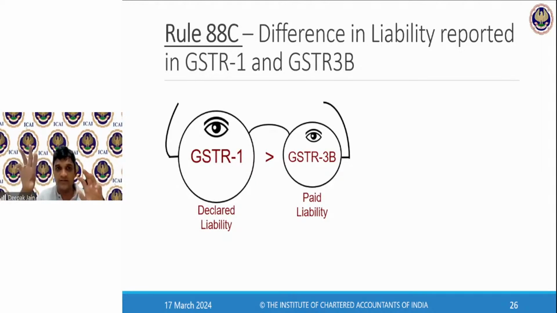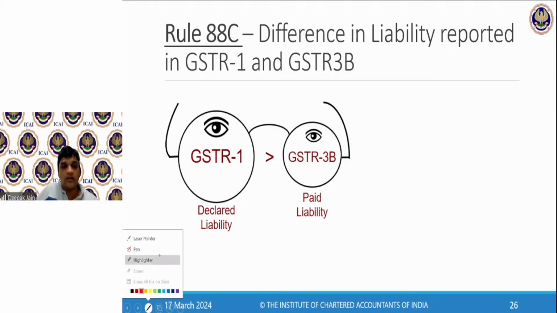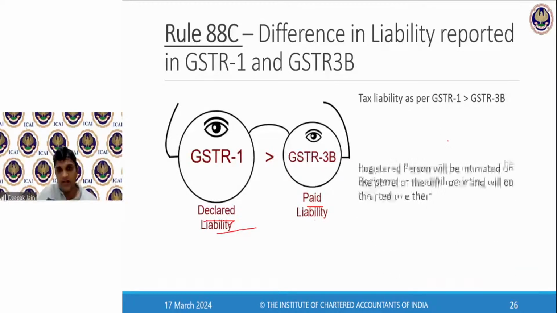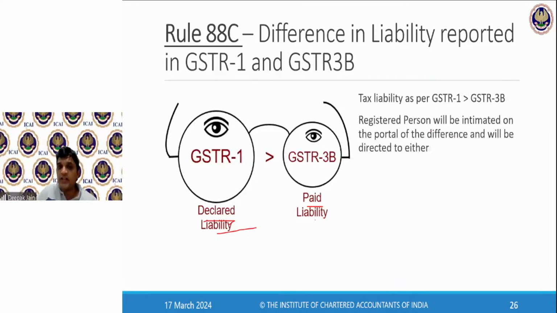If your GSTR-1, which is your declared liability, is more than GSTR-3B, your paid liability, it means you're cheating the government. If you give GSTR-1, the other person will get it in his GSTR-2B and claim the credit. So if your GSTR-1 is more than your GSTR-3B, you will get a notice. If your tax liability as per GSTR-1 is greater than 3B, the registered person will be intimated on the portal of the differences, through this rule 88C.